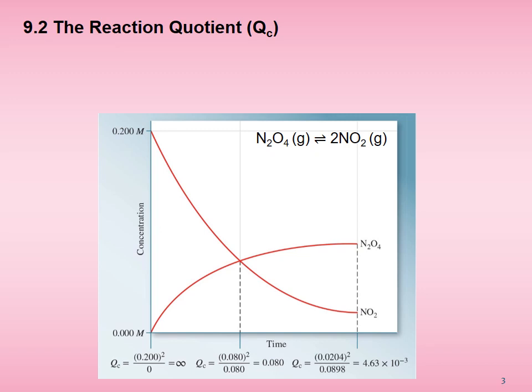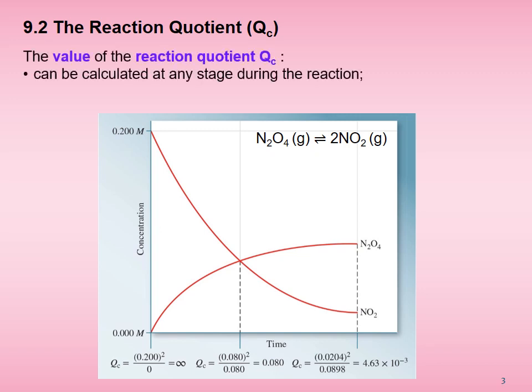For the decomposition reaction of N2O4, different experiments may be carried out and graphs obtained from experimental data. From these, at different times of the reaction, different reaction quotients are calculated. The two graphs here refer to the reaction starting with 0.200 molar of NO2 but no N2O4. Over time, NO2 is consumed and N2O4 is formed.